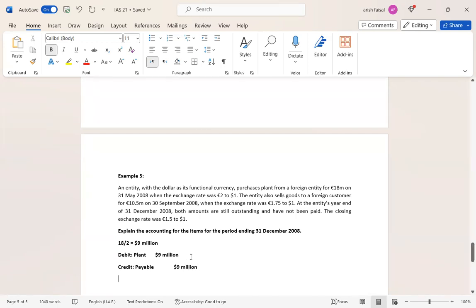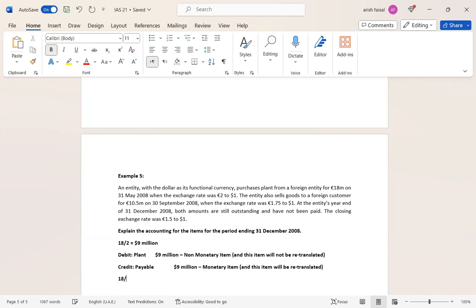Now, plant in this case is considered a non-monetary item, and this item will not be retranslated. So you keep it as it is at 9, and you can subsequently charge depreciation on 9 million. However, the payable is considered a monetary item, and this item will be retranslated because it's unsettled and it's a monetary item.